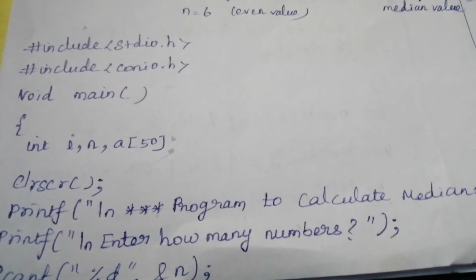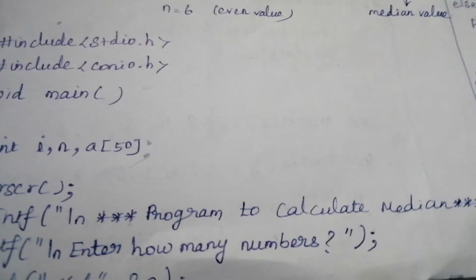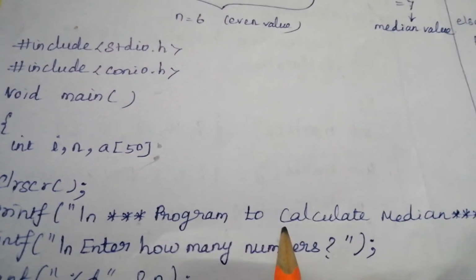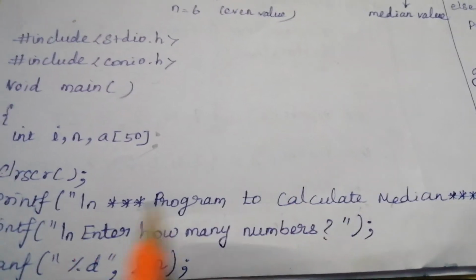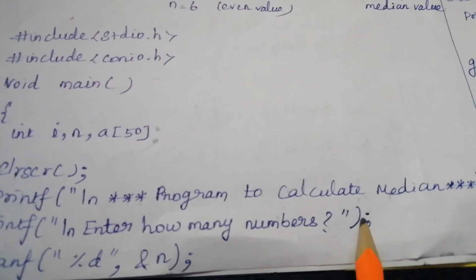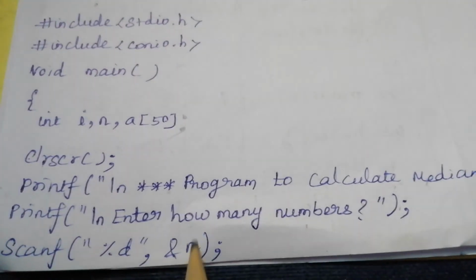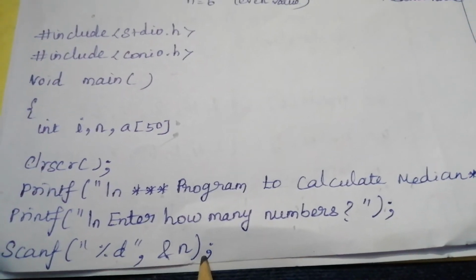After the clear screen function, we have to display the title of the program. This is for others' understanding, so that a third party can understand what we have done. Program to calculate median: I have given this statement in a printf statement, so this message will be displayed on the screen. Next, enter how many numbers. I am reading the n value with the help of a scanf statement: scanf %d, ampersand n.